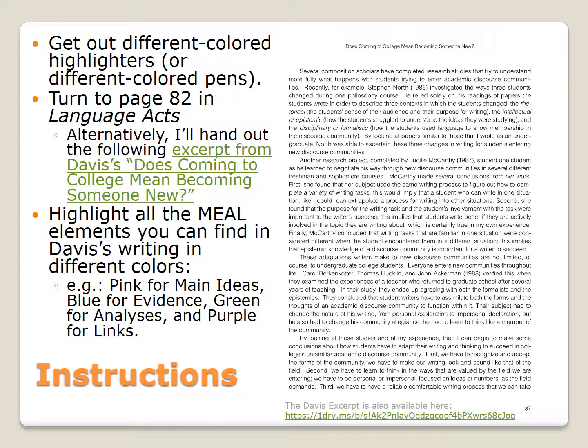What I want you to do is just take a few minutes to read over this series of paragraphs and highlight the main idea, the evidence, the analysis, the links. You can do like I did. Maybe you're going to highlight main ideas in pink, evidence in blue, green analyses, and purple links. Go ahead. Try to do that. When you're ready, we'll move on.